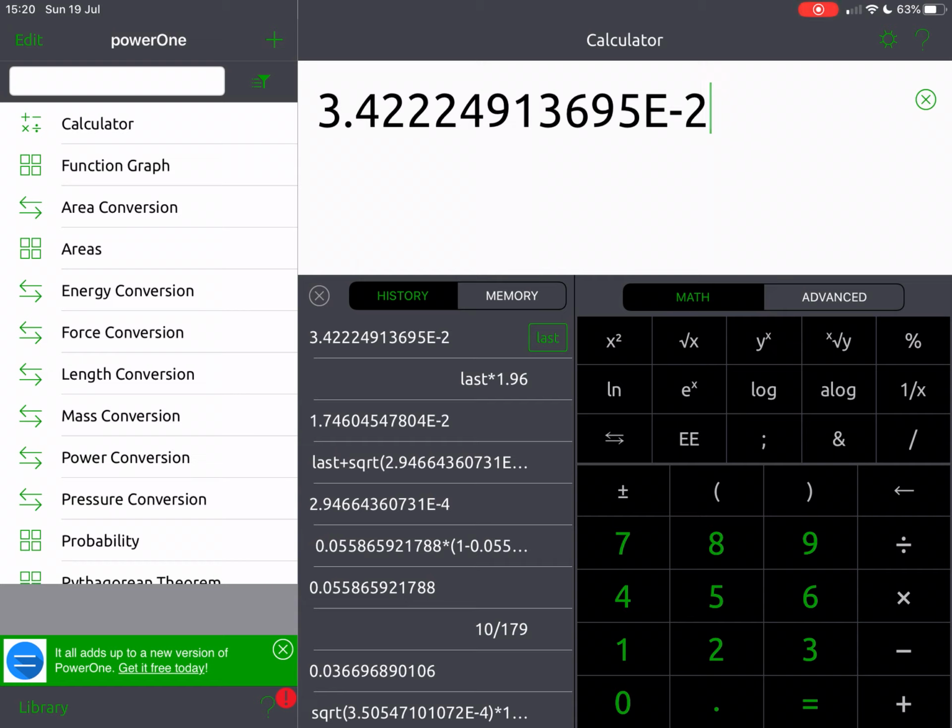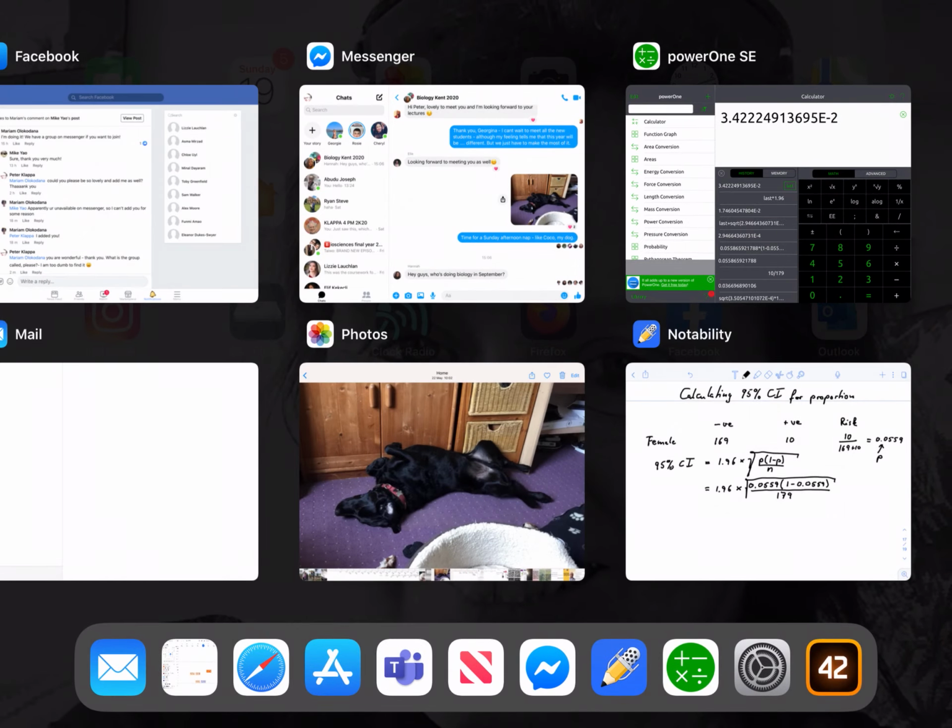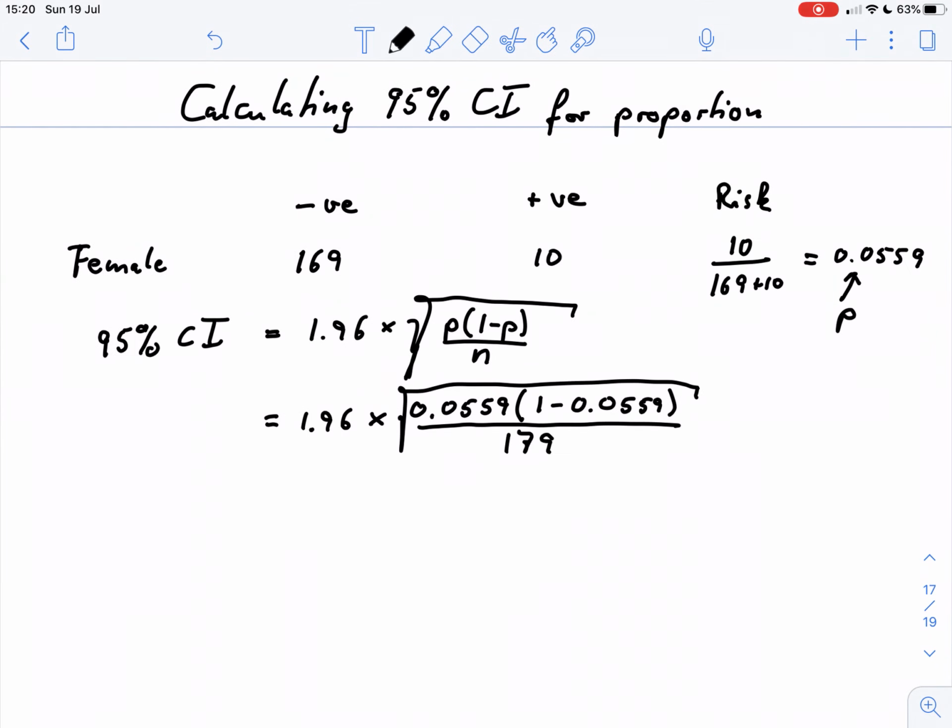3.4 times 10 to the minus 2. Let's write this down. So this is 3.4 times 10 to the minus 2, or we can also write this as 0.034. And therefore we can give our limits for our proportion as P plus minus this confidence interval.